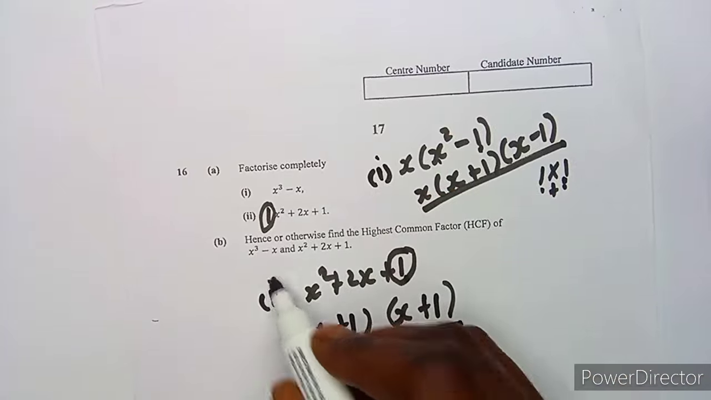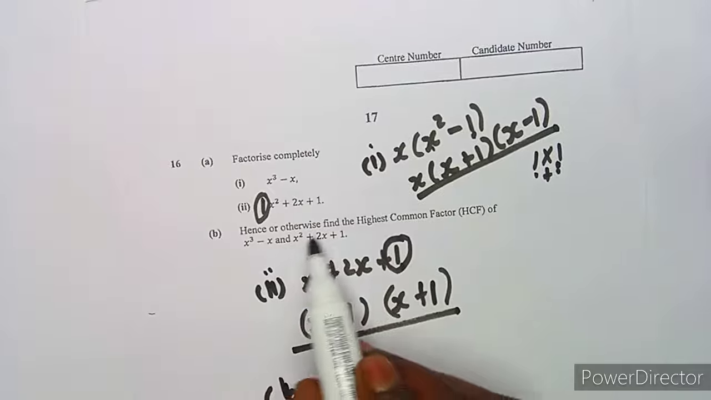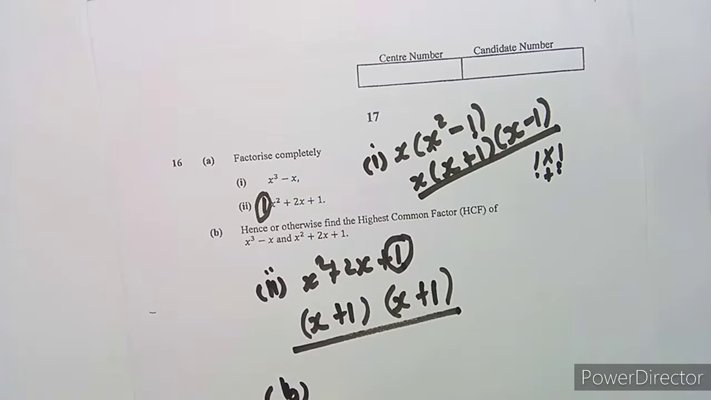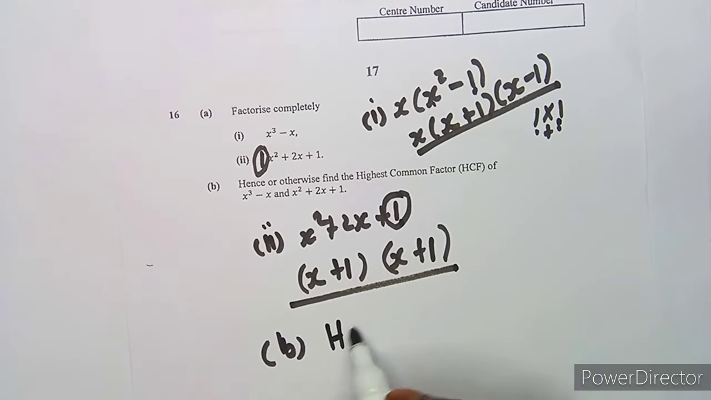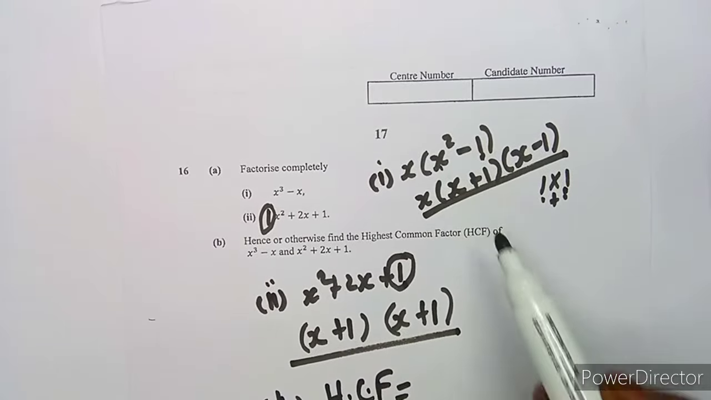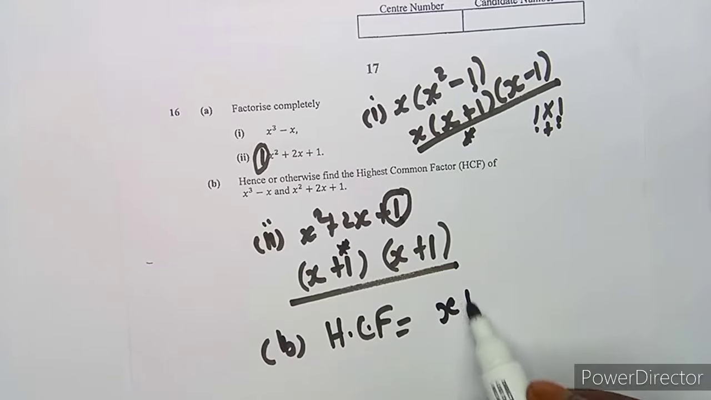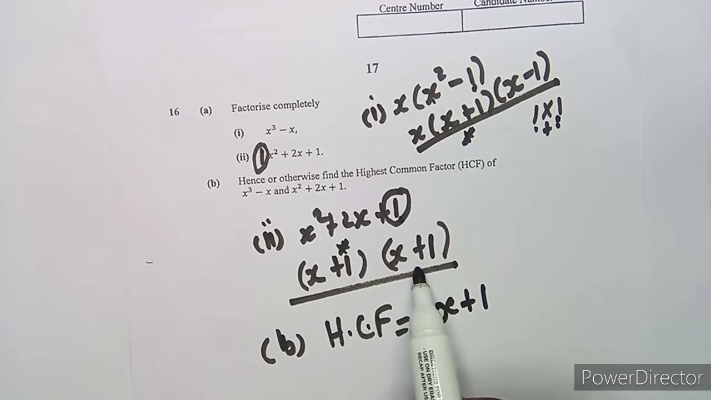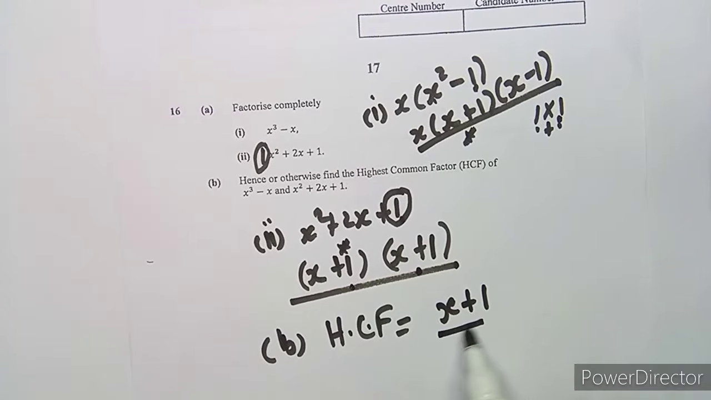That's your item 2 here. So make sure you write your answers properly. Then on B, hence or otherwise find the highest common factor, which is the HCF. Remember, the highest common factor must be common throughout. So your HCF in this case is what is common between these two. We've got x plus 1 here. x plus 1 is common, so you've got x plus 1. That's the only one. This one is no longer common because you have taken it. So your HCF is going to be this.